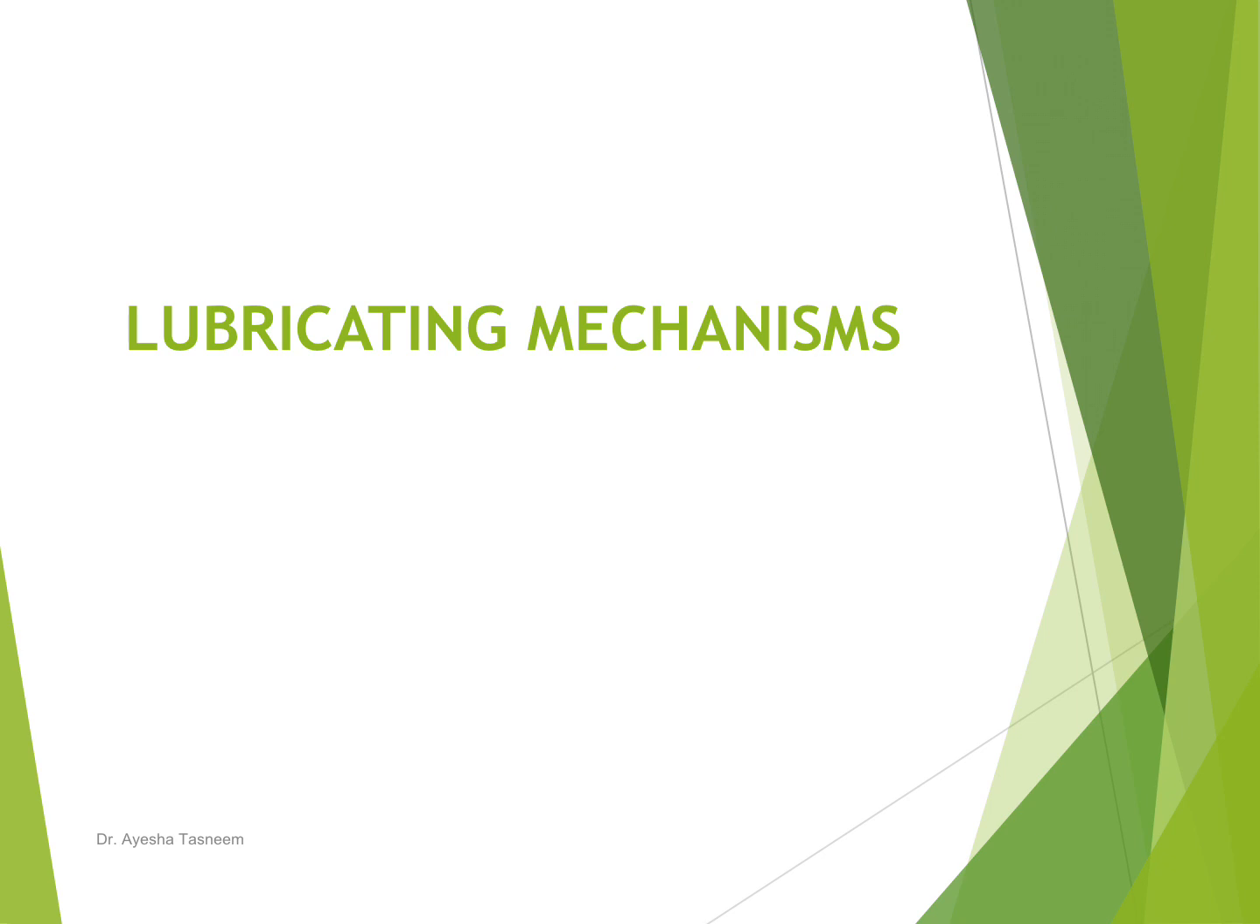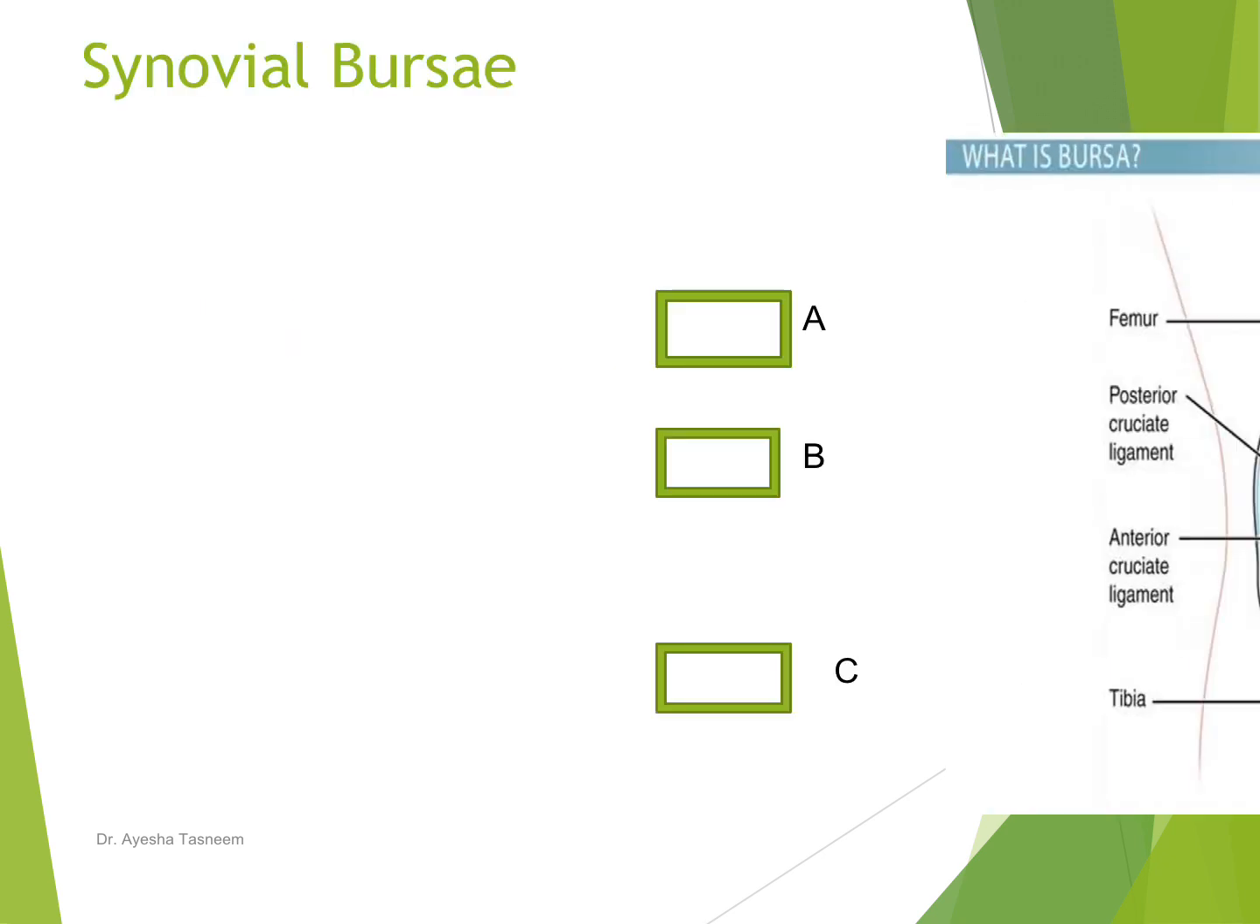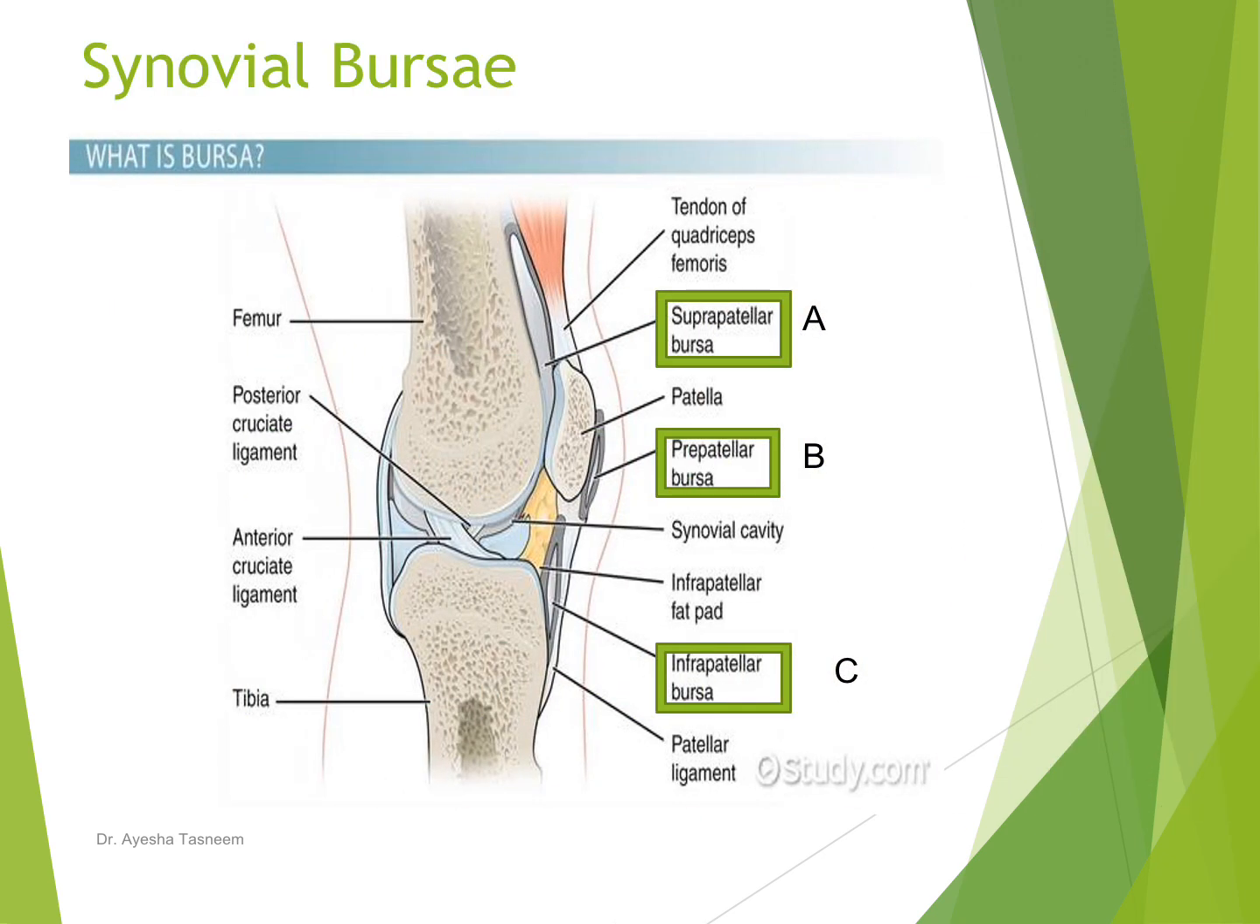Now we come to the lubricating mechanisms. We have two types of lubrication. One is the synovial bursa. In the knee joint here, you can see there are three examples: the subpatellar bursa, the prepatellar bursa, and the infrapatellar bursa. What is a bursa basically?